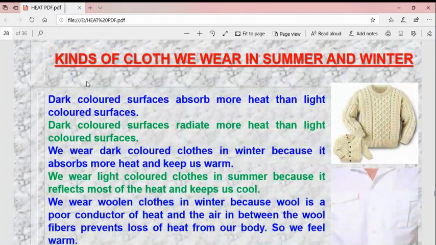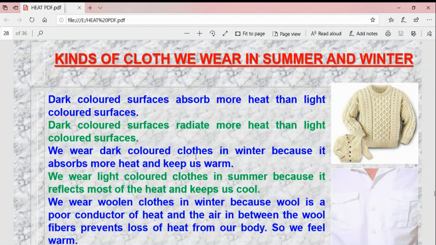Okay, so next is the kinds of clothes we wear in summer and winter. Depending on this heat transfer, the radiation, the clothes in summer and winter seasons are made. Dark colored surfaces absorb more heat than light colored surfaces, as you all know, we have studied in the previous activity. And dark colored surfaces radiate more heat than light colored surfaces.